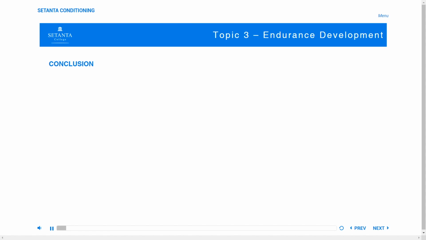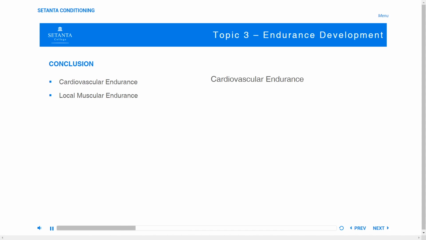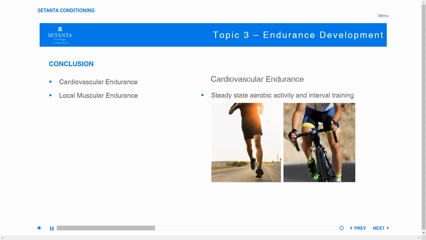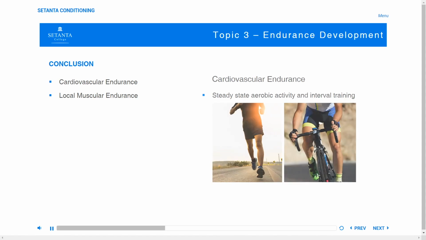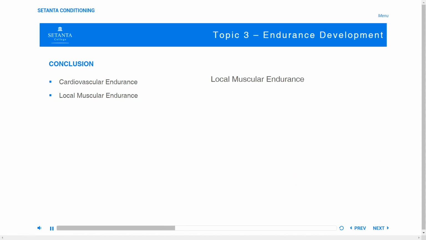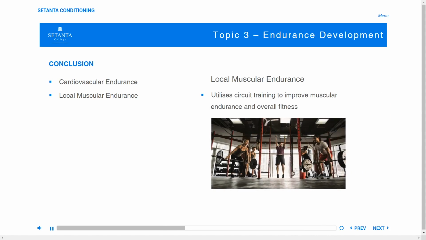In this section, we provided you with an overview of endurance development. We noted that it can be divided into two major components: cardiovascular endurance and local muscular endurance. Cardiovascular endurance utilizes steady-state aerobic activity such as running or cycling and interval training to improve endurance. Local muscular endurance utilizes circuit training to improve muscular endurance and improve general overall fitness.